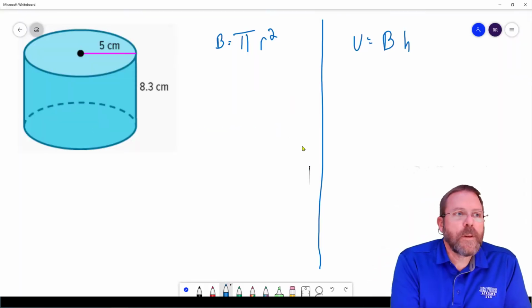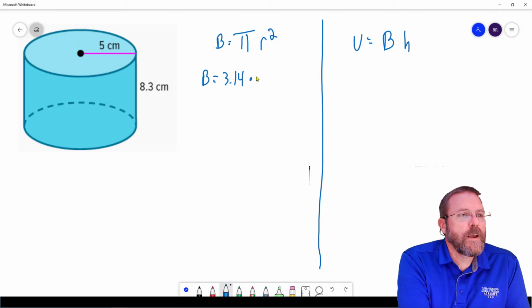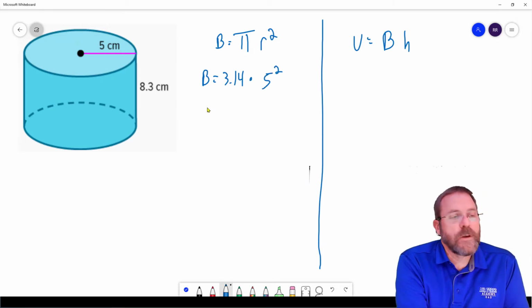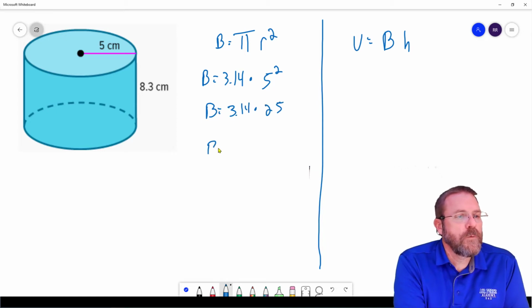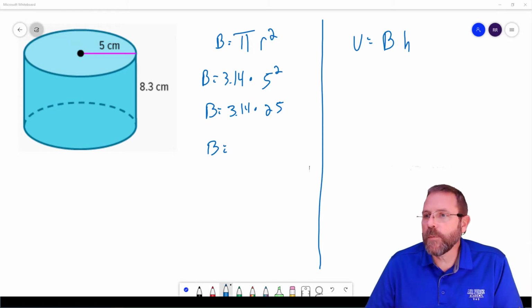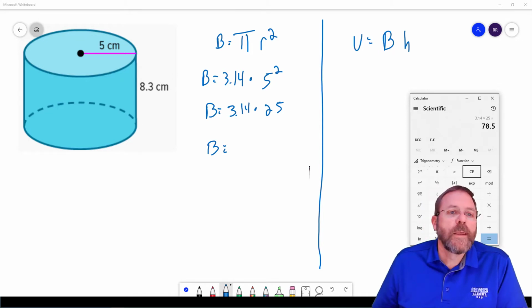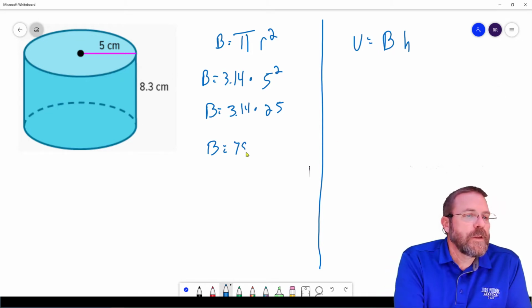So I've got my formulas written down. First thing I'm going to do is find the base area, and we're going to use 3.14 for pi. The radius is going to be 5. 5 squared, that's going to become 25. So my base area is going to be 3.14 times 25, which means my base area is going to equal, let's find that calculator buried over here, 3.14 times 25, and that's going to give me 78.5 for my base area.